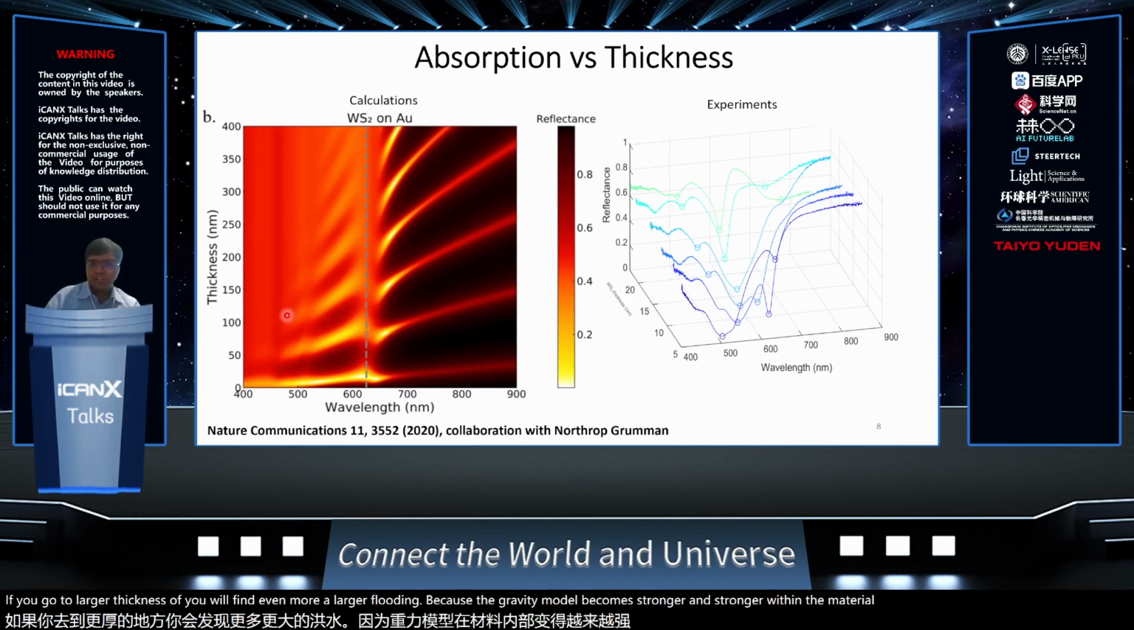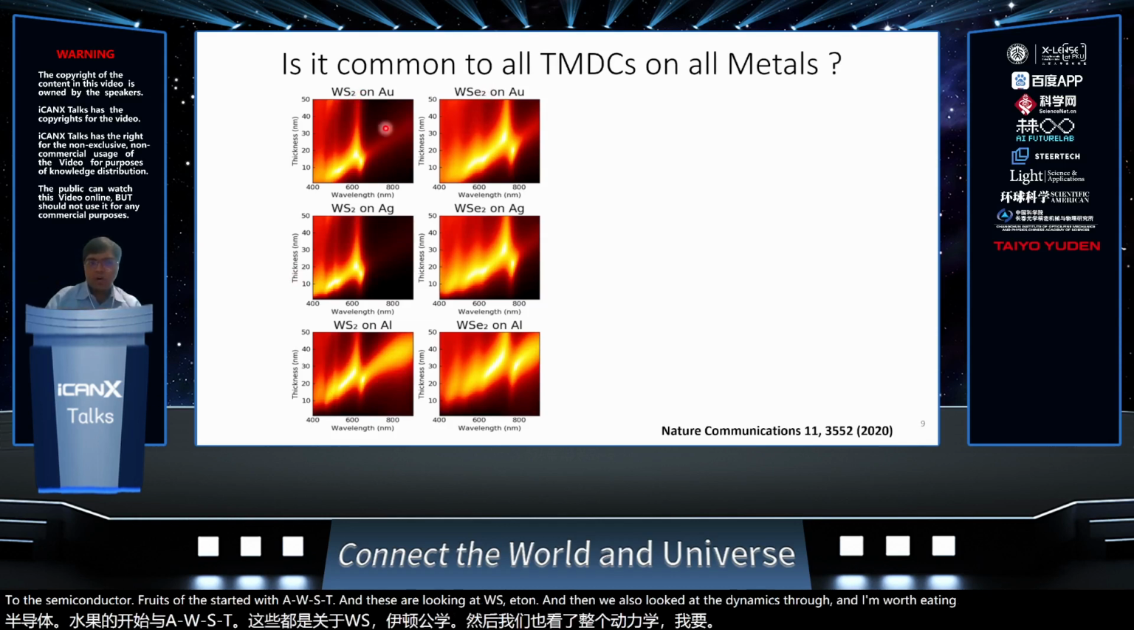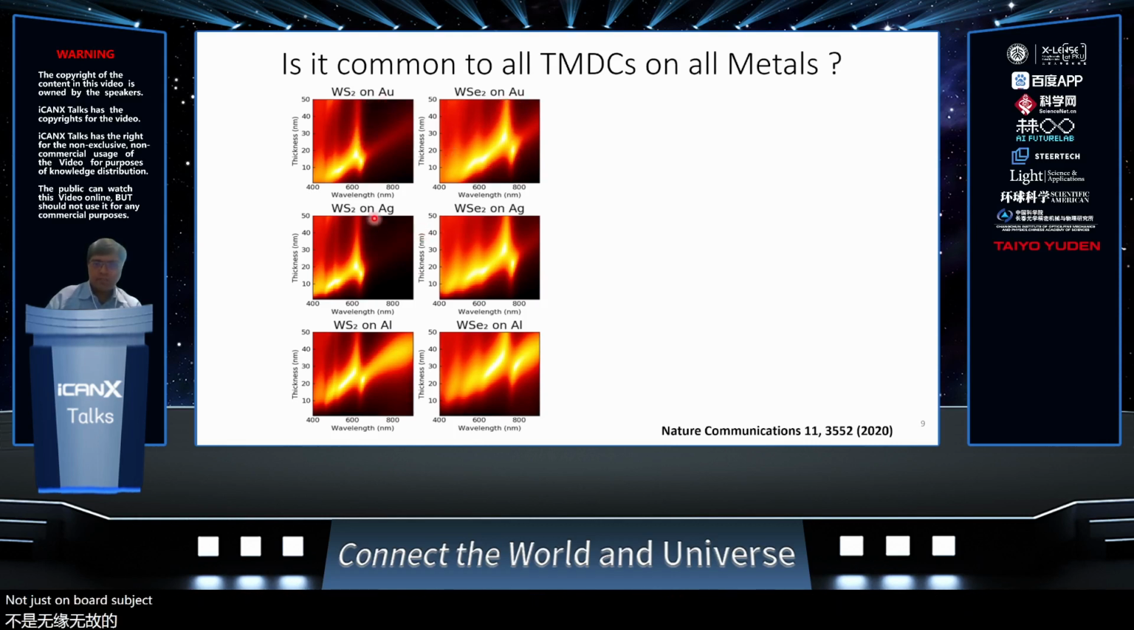So then we asked the other question, can you see it in other types of excitonic 2D semiconductors too? So we started with WS2 and then looked at WSe2, and then we also looked at it in MoS2 and MoSe2. In all of the cases, we were able to see this kind of exciton polariton splitting, not just on gold substrates, but even if you change to other reflective substrates such as silver or aluminum, you can see the splitting emerge very well.